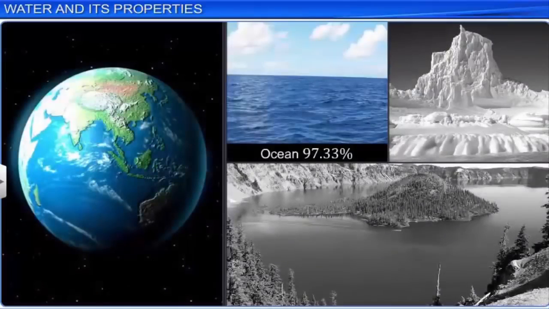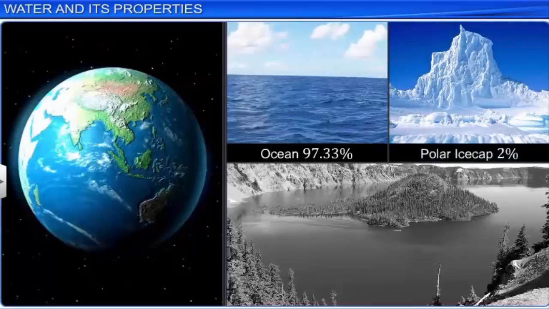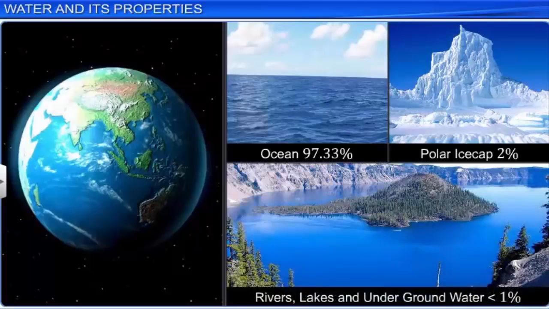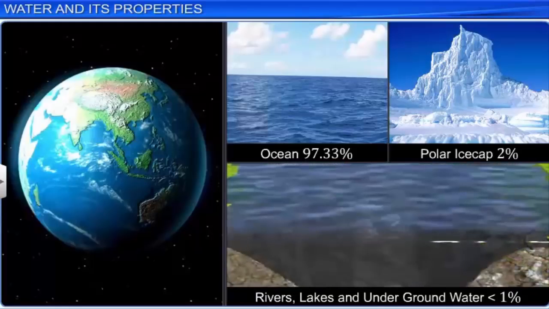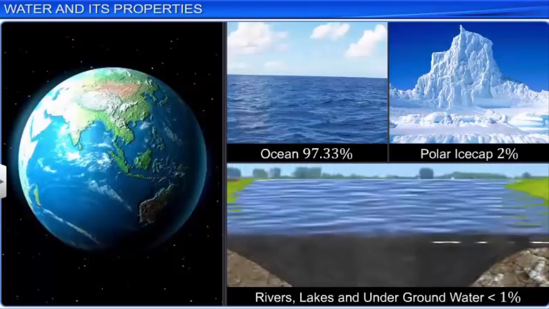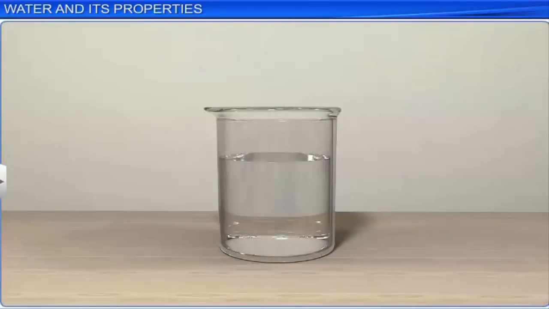Oceans contain 97.33% of water on the Earth's surface. Only 2% of water on the Earth's surface is in the form of polar ice and glaciers. The remaining water, less than 1%, is present in lakes, rivers, in the atmosphere, and as underground water. Let us now look at some physical properties of water.